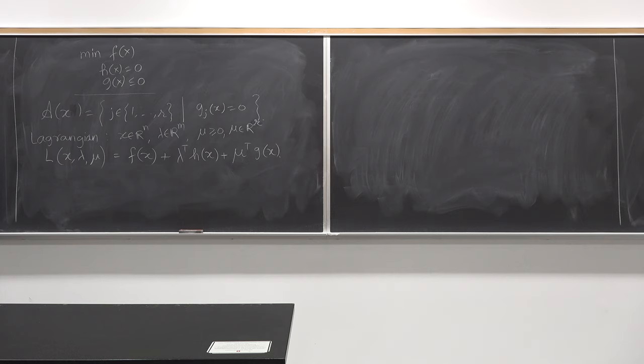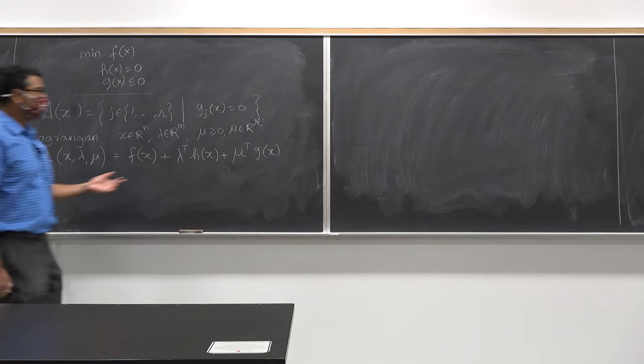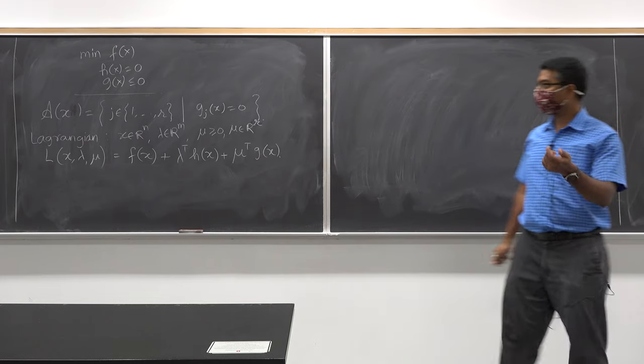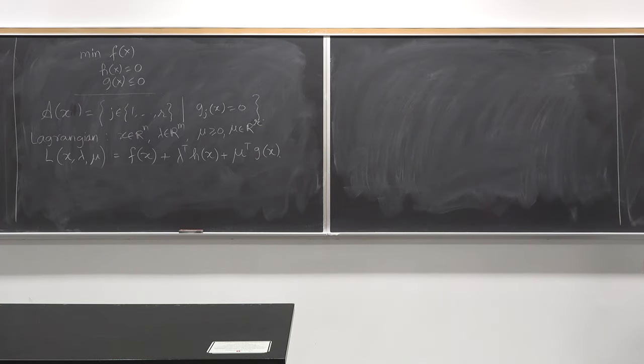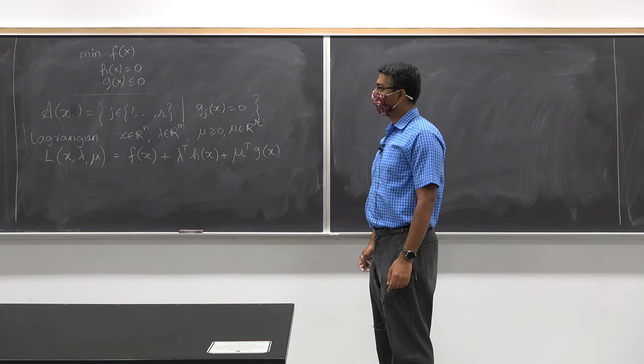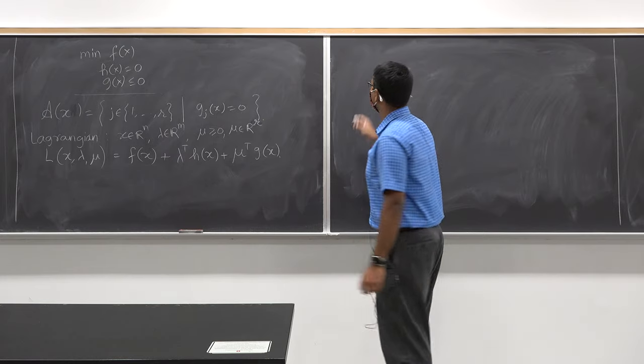So the question now is, what are the sufficient conditions for optimality? Under what conditions, if I have x bar, lambda bar, and mu bar, how can I ascertain that x bar is actually the local minimum and lambda bar and mu bar are the corresponding Lagrange multiplier pair for that x bar? So let's look into that.